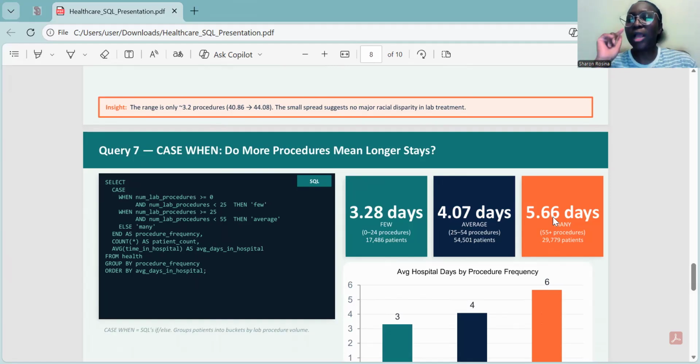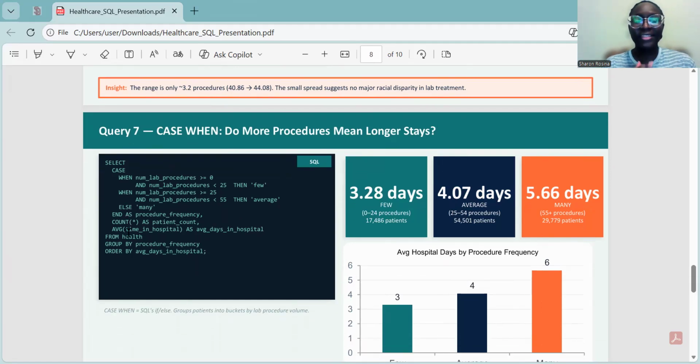So for this one, is there a correlation between the number of lab procedures or tests a patient undergoes and the number of days that patient stays in the hospital? For this, I used something called case when. It's similar to an if-else statement, a conditional statement, for those who have done other programming languages like Python.